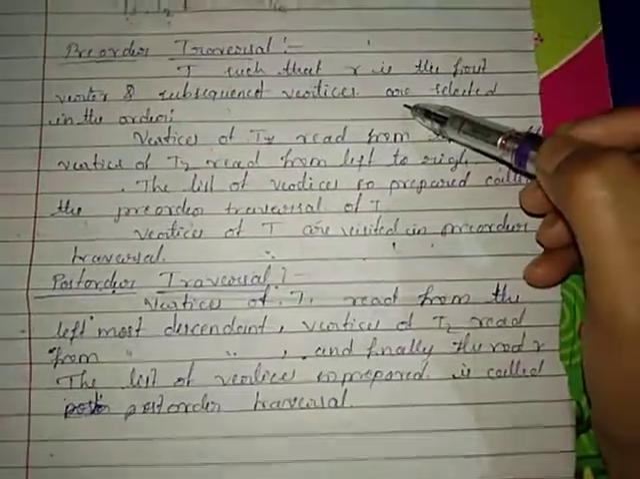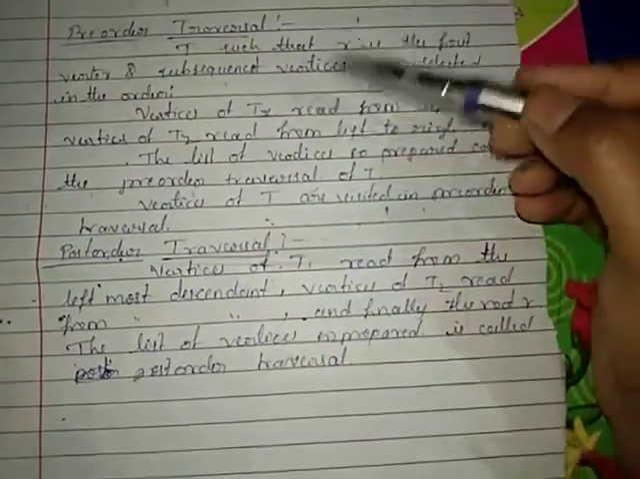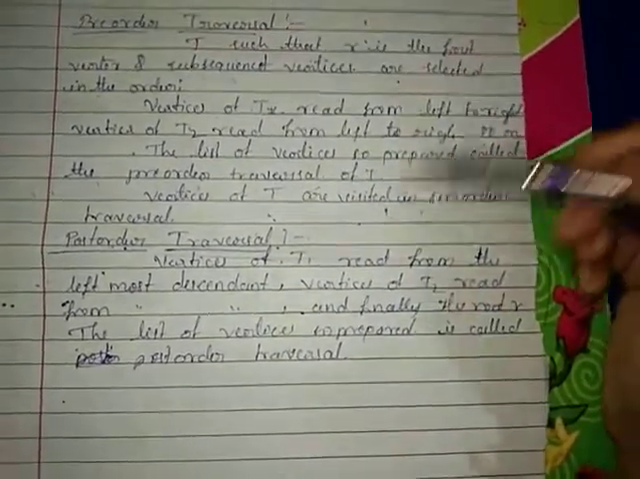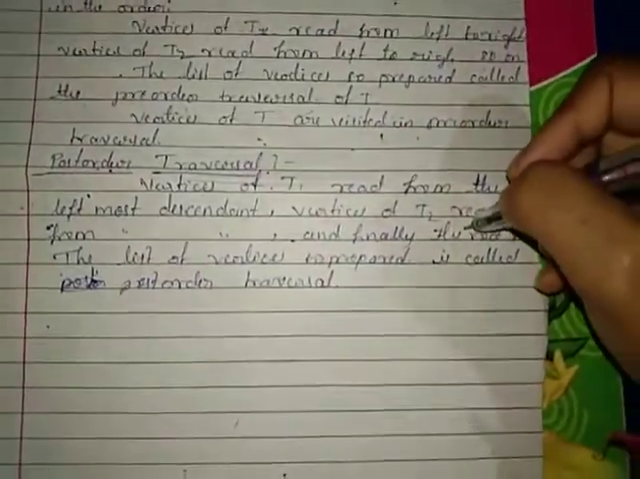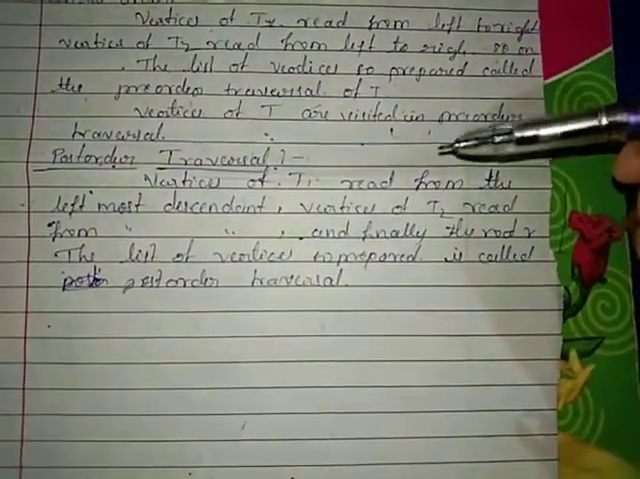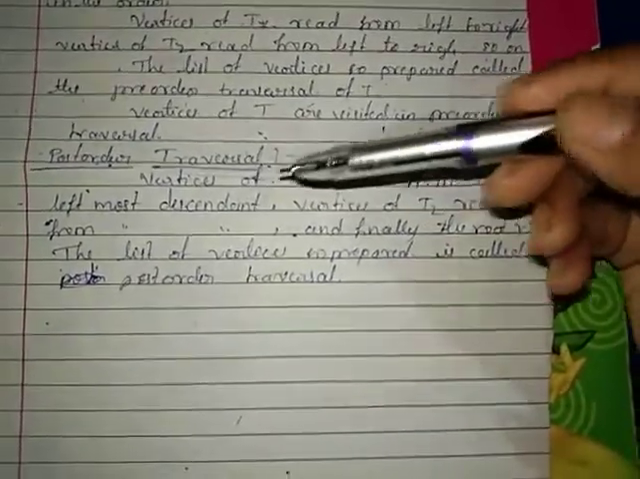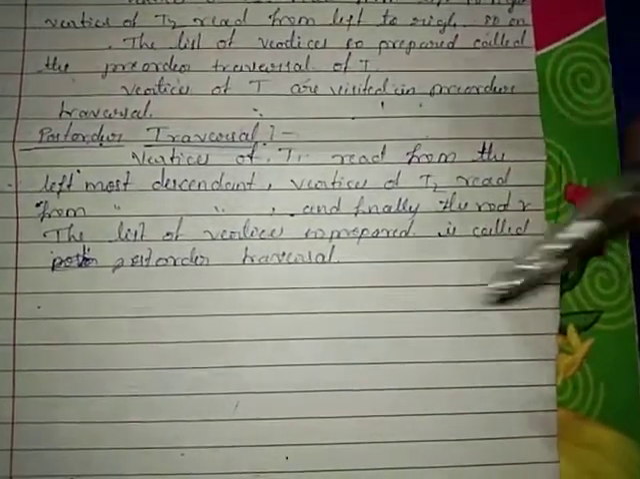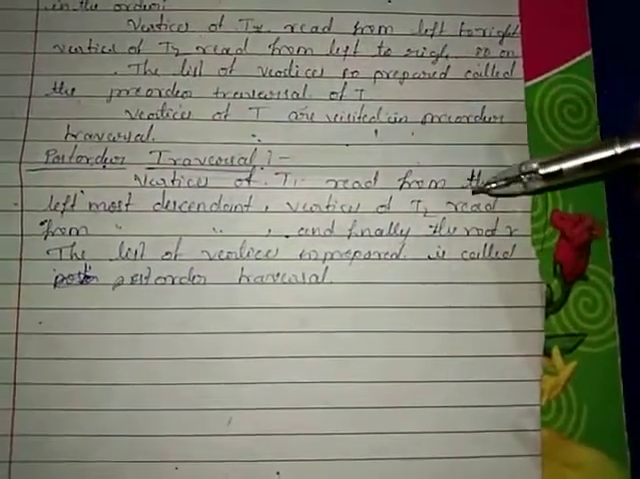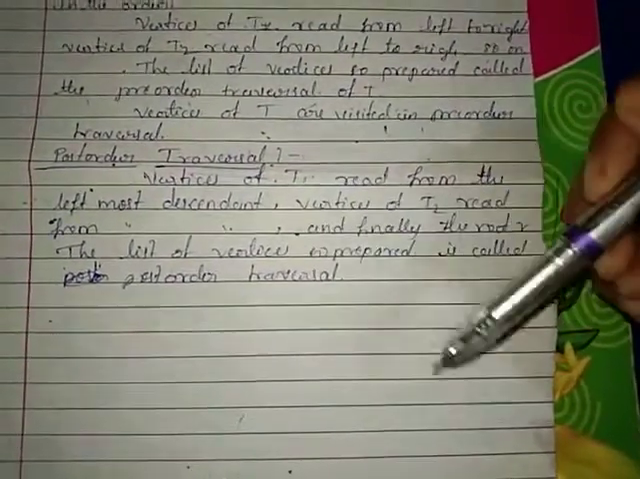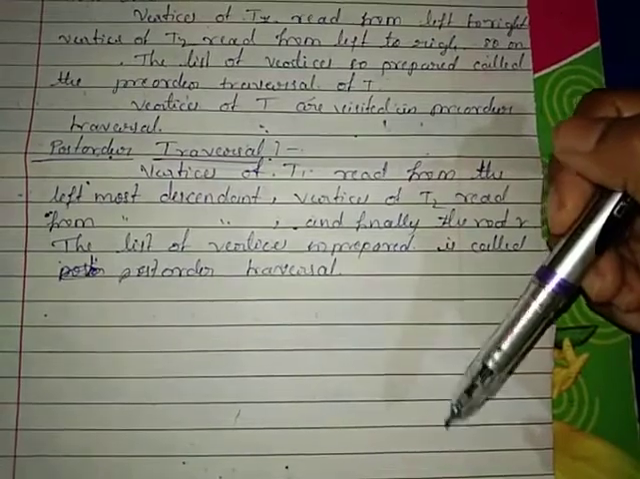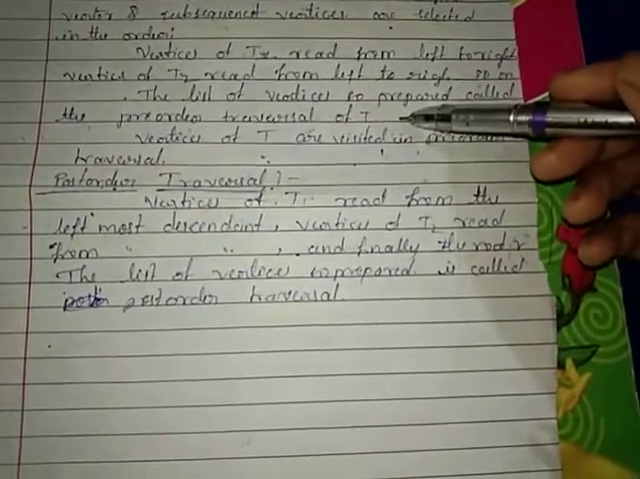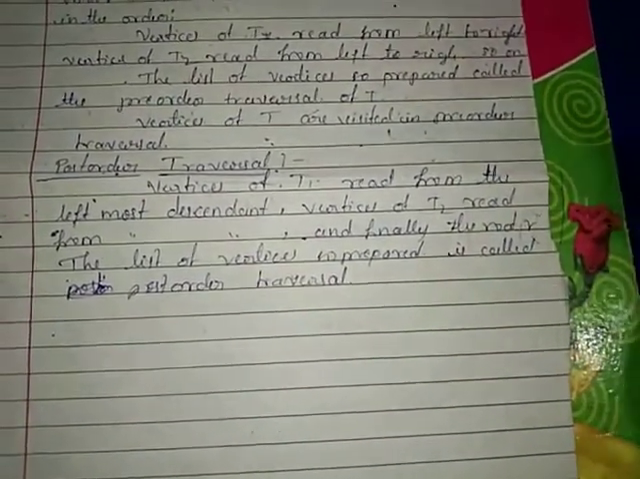In the pre-order traversal, first we write down the vertex R, and then the vertices of T1 from left to right and T2 from left to right. Those will be called the pre-order traversal. But in the post-order traversal, we write down the vertices of T1 first, reading from the leftmost descendant, and then the vertices of T2, also leftmost descendant vertices, and then finally we write down the vertex R. In the pre-order, first we write down the vertex R. In the post-order, at the last we write down the vertex R.